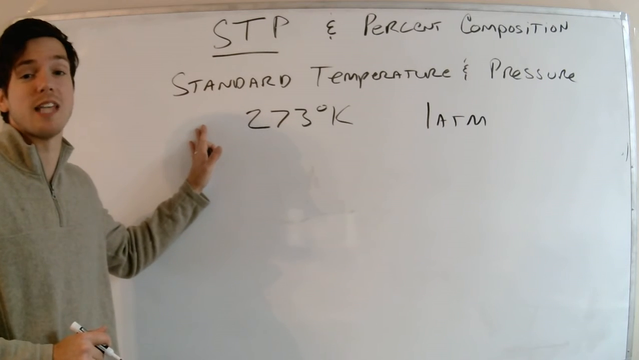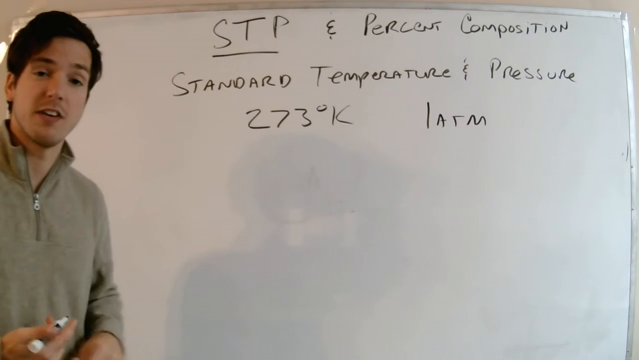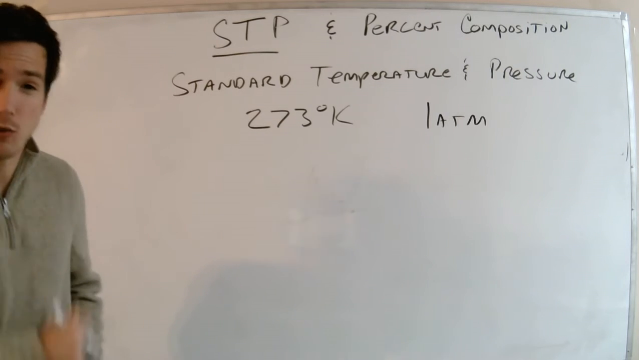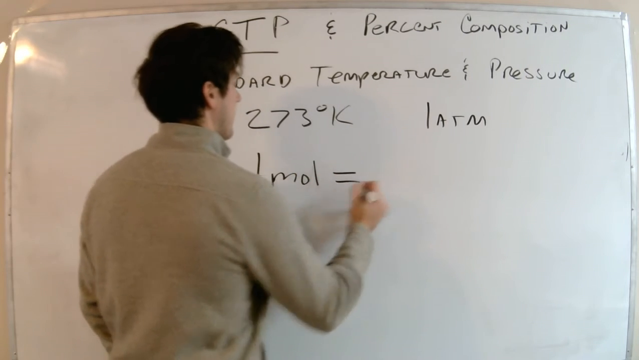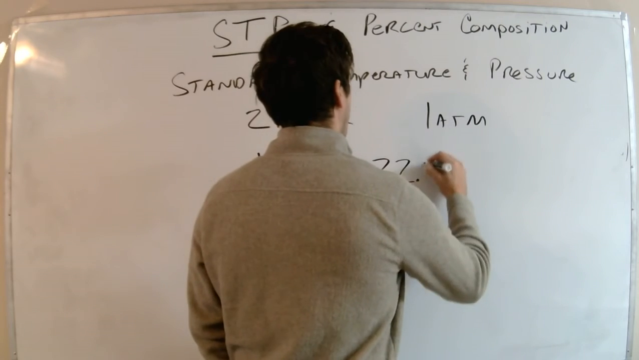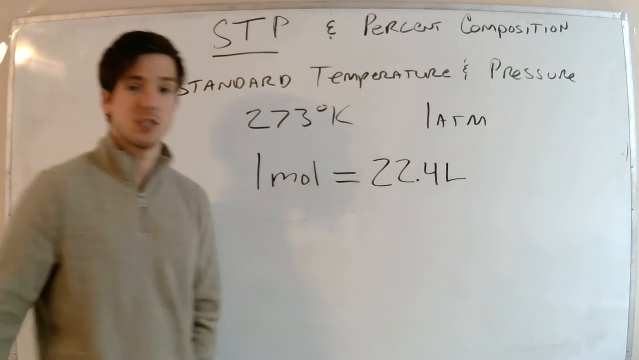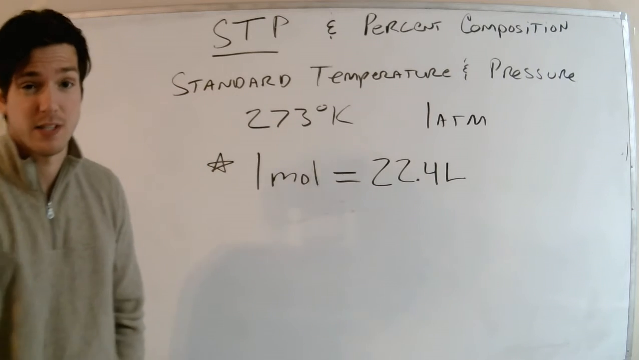All you need to know is that whenever I say at STP or at 273 degrees Kelvin and 1 atm, all you need to know is that 1 mole of gas at STP equals 22.4 liters. And that is the main conversion that we care about today.